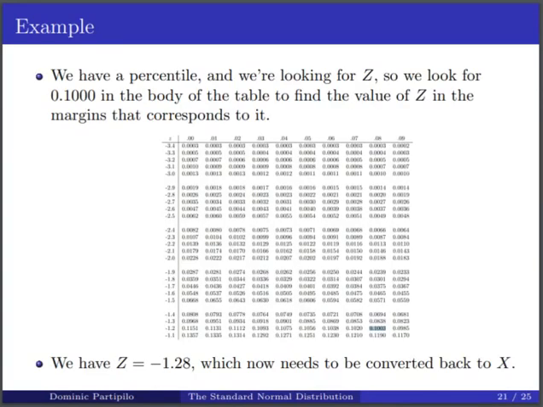So this time, what we actually have is what's in the middle of the table. We have the probability or the percentile, and what we're looking for is the z value that corresponds to it. If we look in the middle of the table here, the closest thing to 0.1000 is going to be a z value of negative 1.2, and then the next decimal point is going to be 0.08. So it's going to be negative 1.28. Now that we have our z value, we need to convert this back into x because we're working backwards.